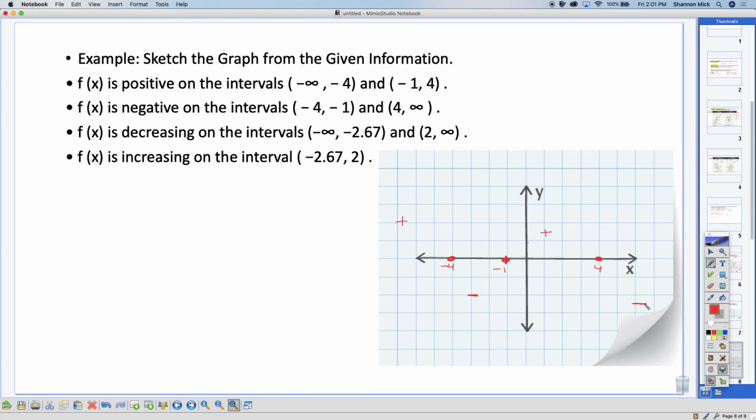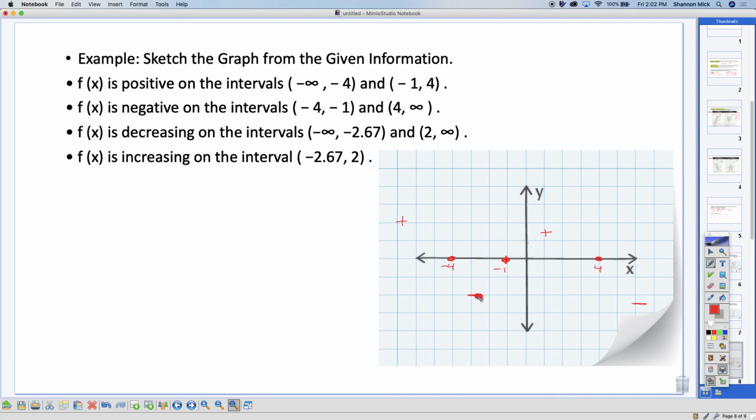Okay, so the next one says it's decreasing from -infinity to -2.67. Decreasing means it's coming down, yes? So at -2.67, which is almost -3, we're just going to call it here. It's decreasing to that point, yes? It didn't tell me the y, did it? Could I put it lower? Yeah.